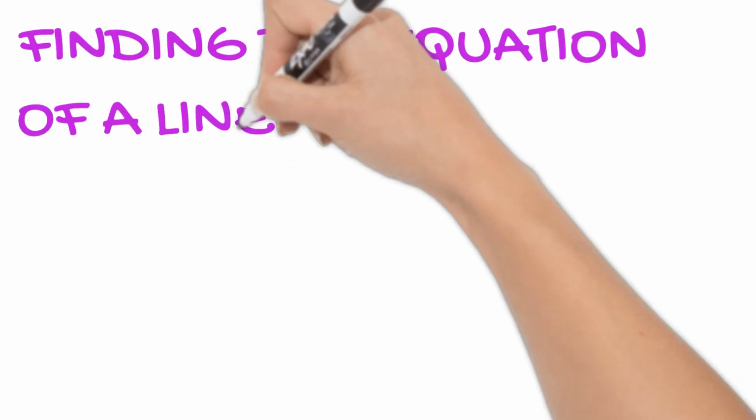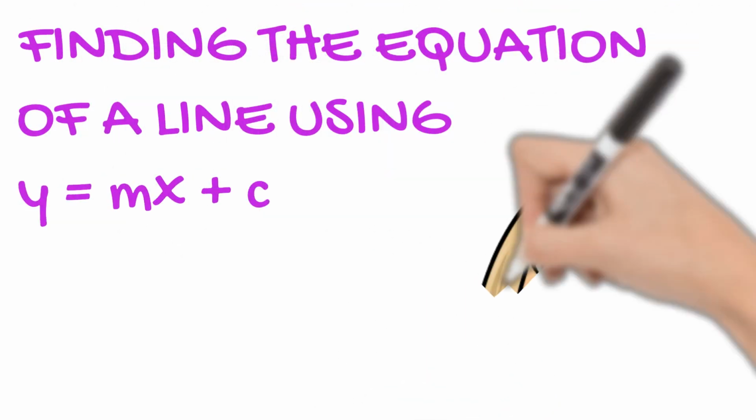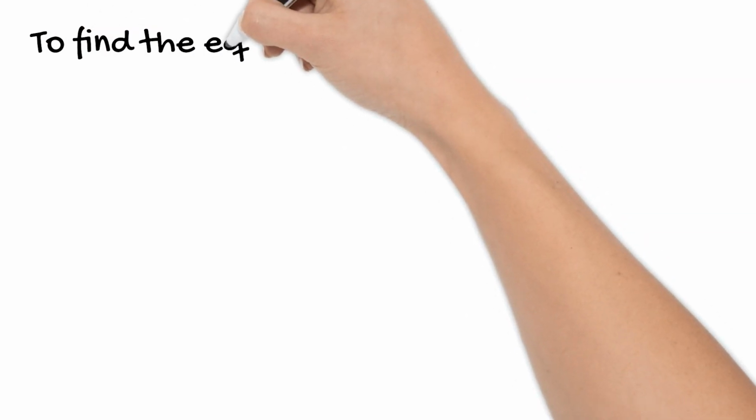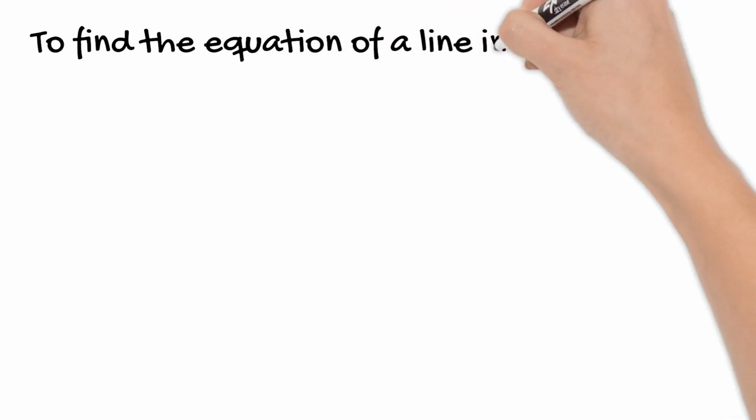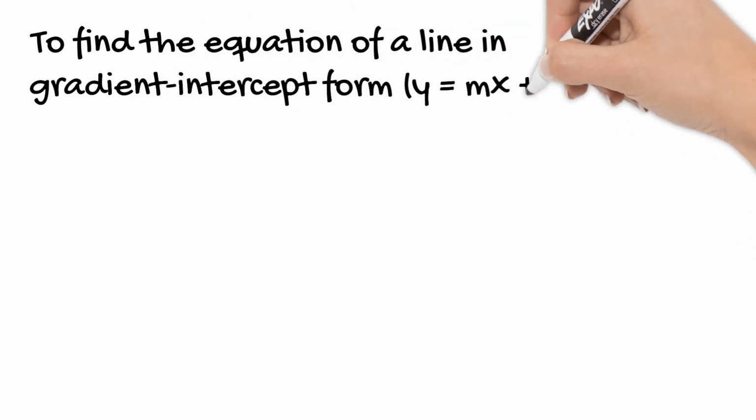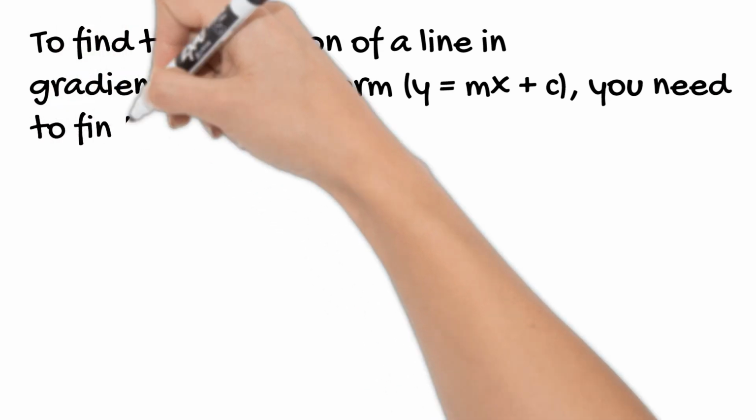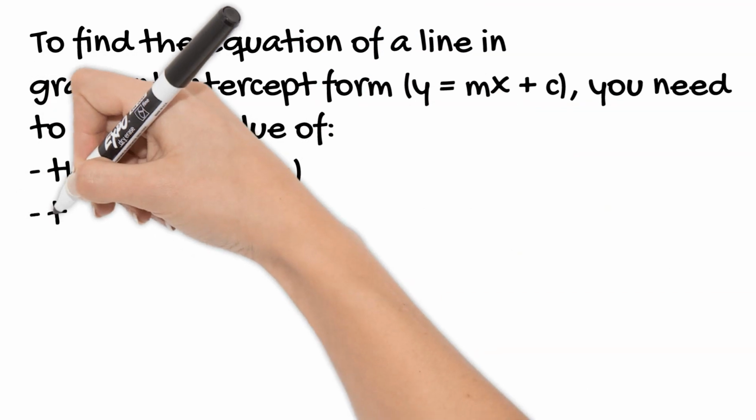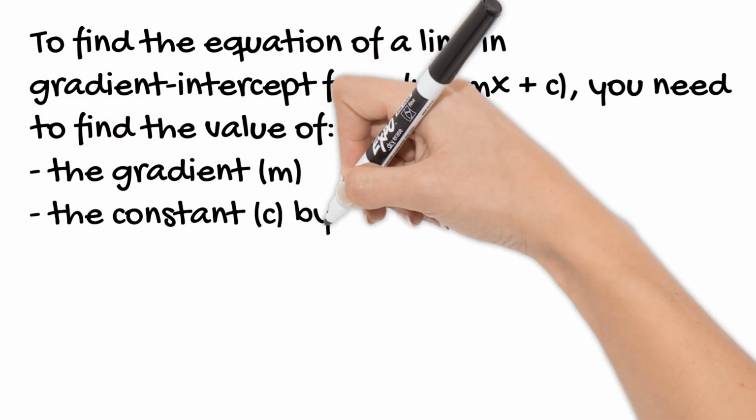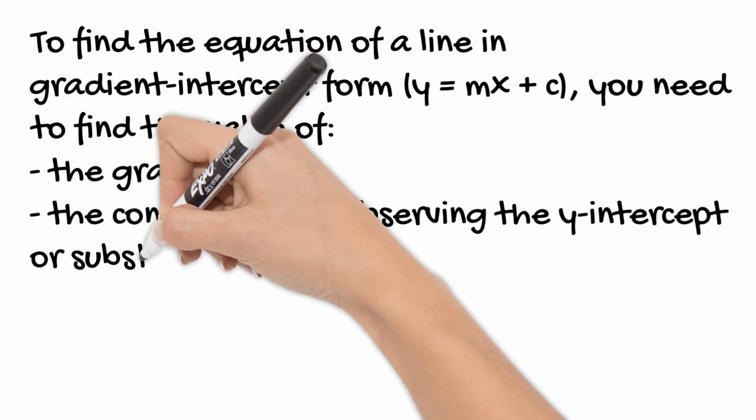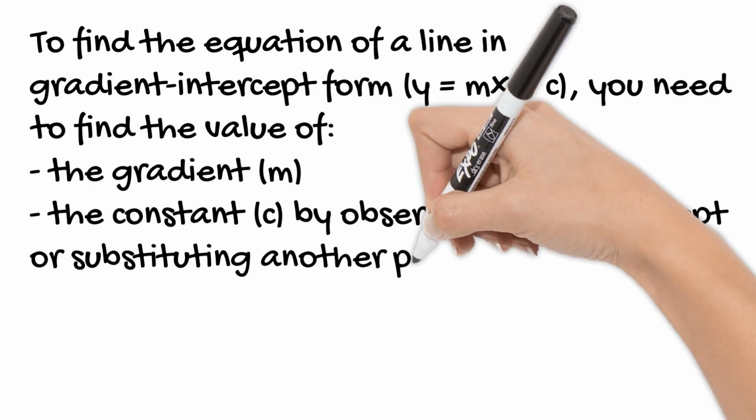Today we are stepping up our skills a little bit to be able to find the equation of a line using the equation y equals mx plus c. In order to be able to find the equation of a line using the gradient intercept form, we obviously need to know the gradient and we need to know the y-intercept, or we need to know a point that the line lies on so that we can substitute that into the equation y equals mx plus c to be able to find the y-intercept.